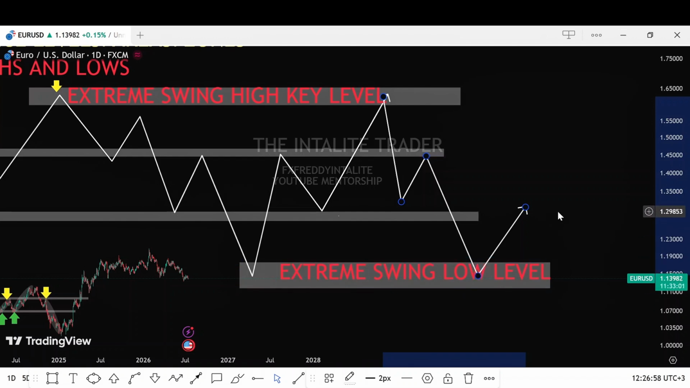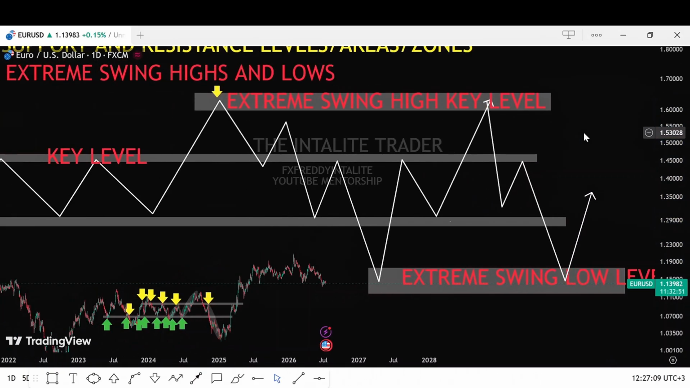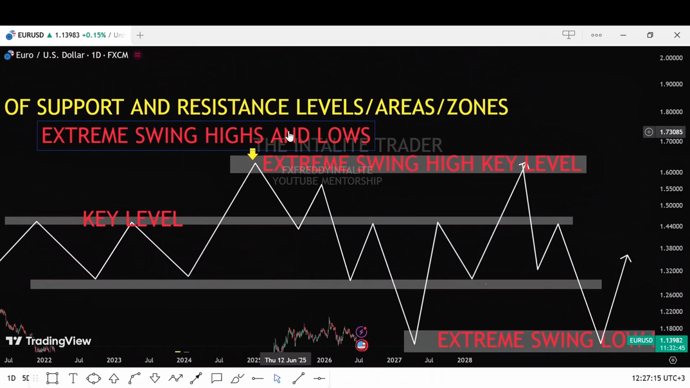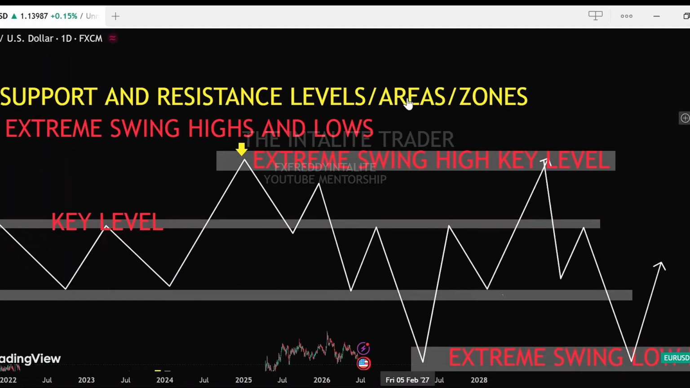So the double action of buyers opening up new positions and sellers closing their positions is what creates a reversal to the upside. So that is the price action psychology behind the formation of these extreme swing levels, and they are regarded as high quality trade opportunities. So let's go to the chart.